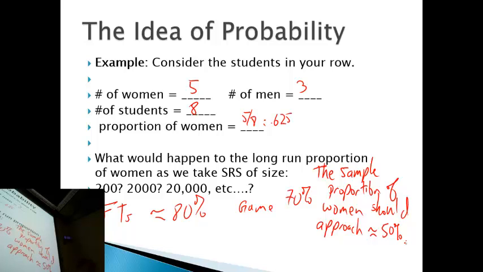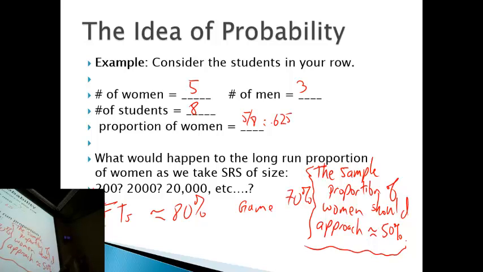Okay, so that's kind of like answering a question. The more people I sample, the more likely my data set is going to behave the way it's supposed to. That's the gist of this response. And here's an example from, I guess, basketball.